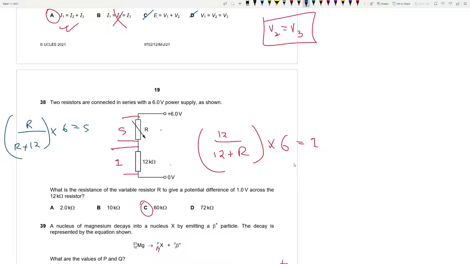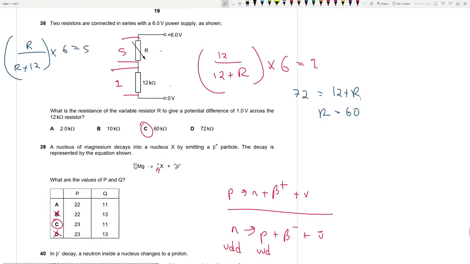Let's solve this. So 12 into 6 is 72. 72 is equal to 12 plus R. R is equal to 60. 60 kilo ohms is the answer, 38 is C.